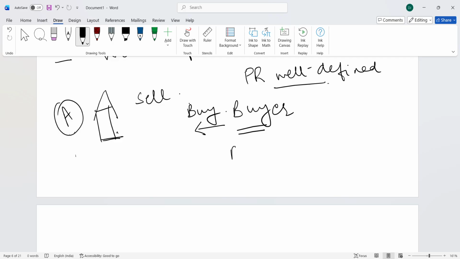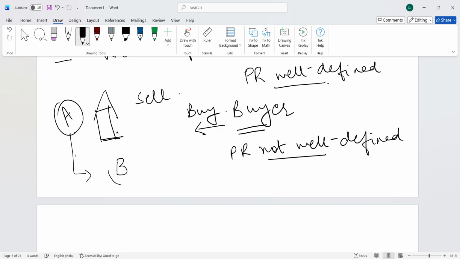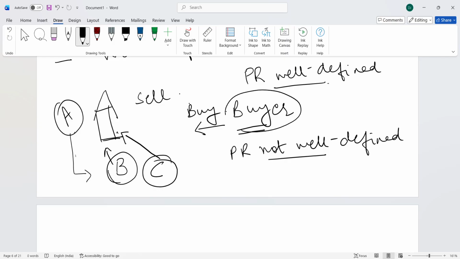Now, if the property rights are not well defined, that is, the documents that Mr. A has have some loopholes in them. Or let's say another person, Mr. B, comes in and says, oh, this house belongs to me. Then another person, Mr. C, comes and says, oh, this house belongs to me as well. Then, as a buyer, I would be reluctant, or in a dilemma whether to buy this house or not. So I might not buy the house at all.